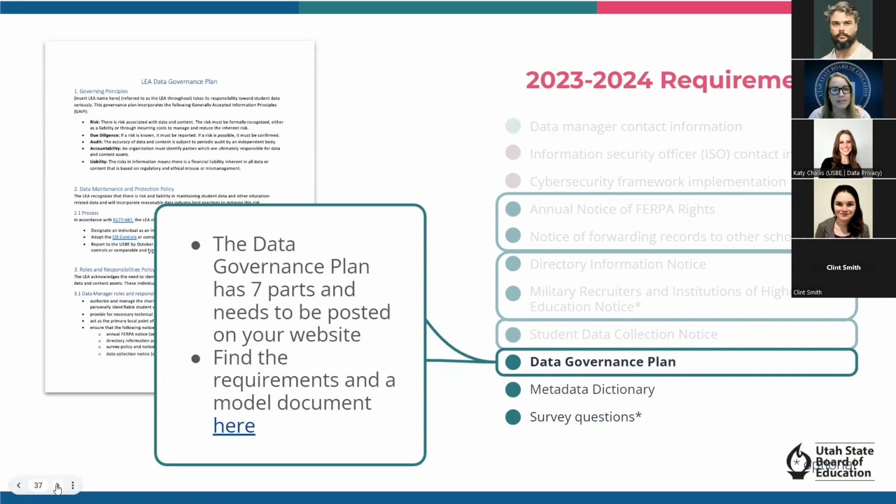And then this last policy document is the data governance plan. The data governance plan has 7 parts and also needs to be posted on your website. We have provided a model document and some instructions about what that data governance plan needs to contain. But I do want to say that the model document is not the only way to do this. A lot of you guys have policies already in place that might not look like this model document, but as long as it meets those 7 requirements, then you're good to go.